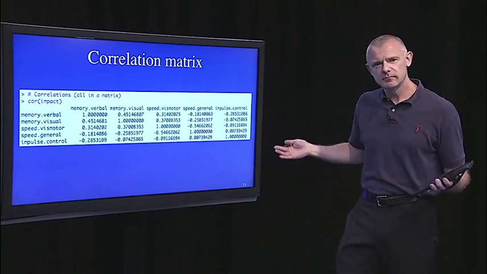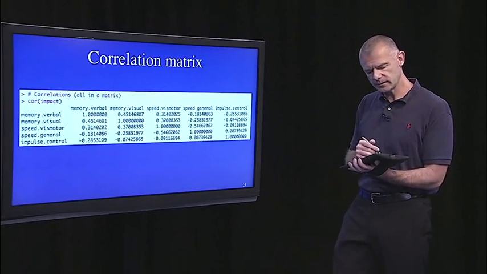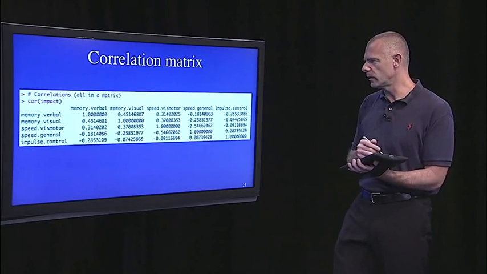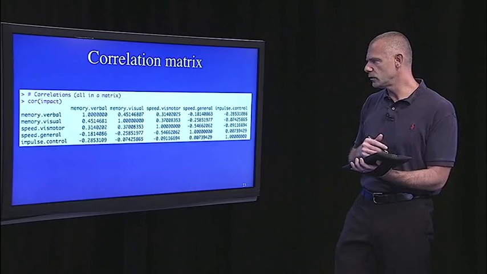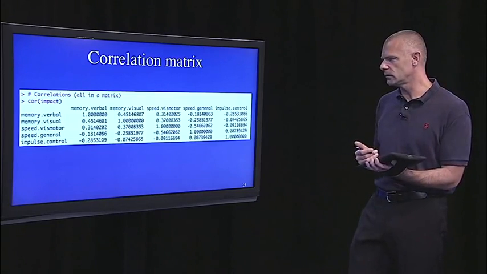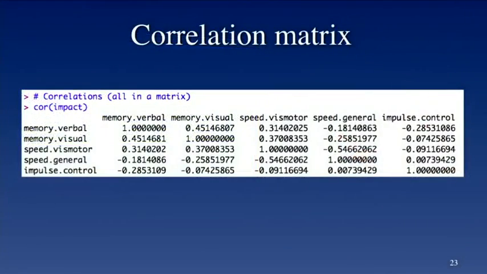But what you see is correlations where you should see them. So the memory tasks are correlated. So verbal memory is correlated with visual memory. The two speed tasks are correlated. So visual motor speed is correlated with general speed. And I see that right here.